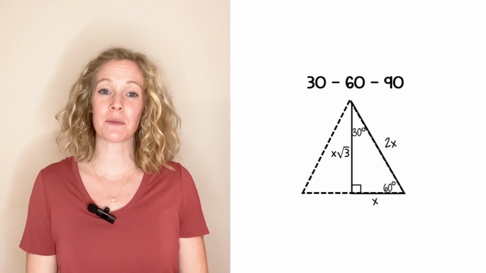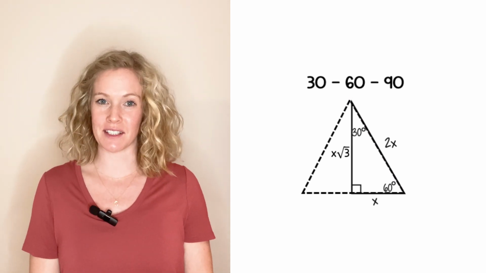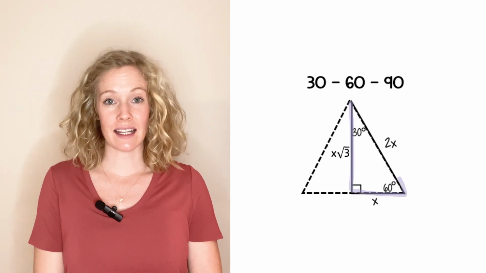Our second special right triangle is the 30, 60, 90. This comes from an equilateral triangle being split into two, where one angle is 30 and the other angle is 60. In this triangle, all three side lengths are different.